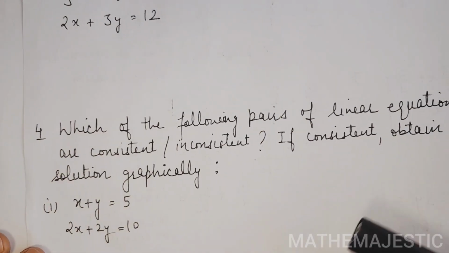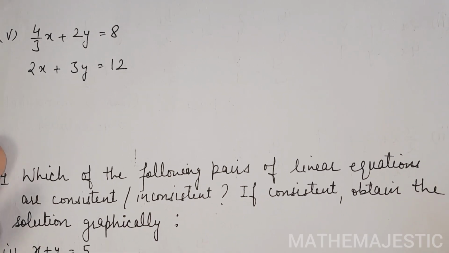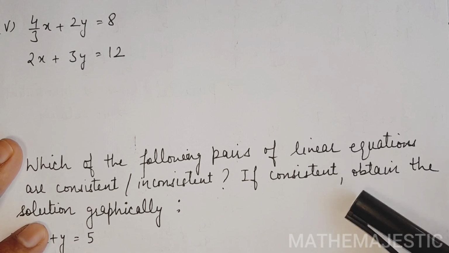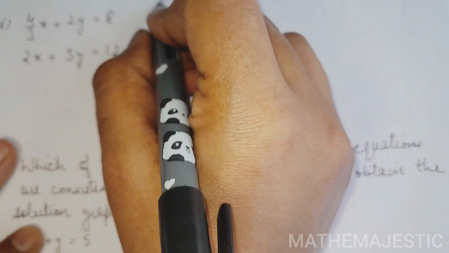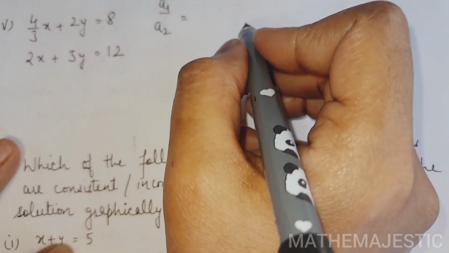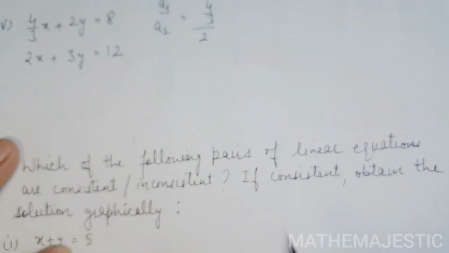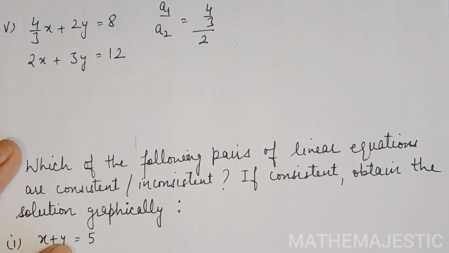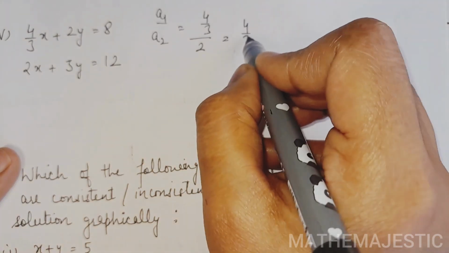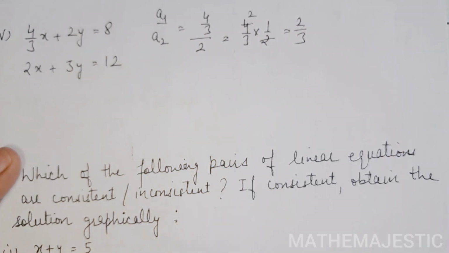So moving towards the last question, we are given 4 by 3x plus 2 by 3y equals 8, and 2x plus 3y equals 12. So simplifying this in a similar manner, you will find a1 by a2 is 4 by 3 divided by 2. So 4 by 3, the 2 will be reversed, so it will become 1 by 2. So you will get 2 2s are 4, 2 by 3.